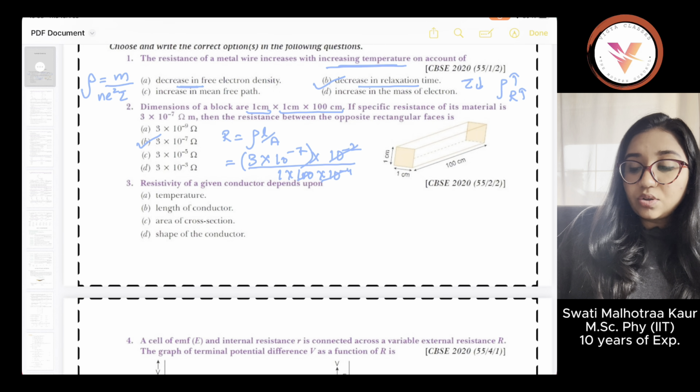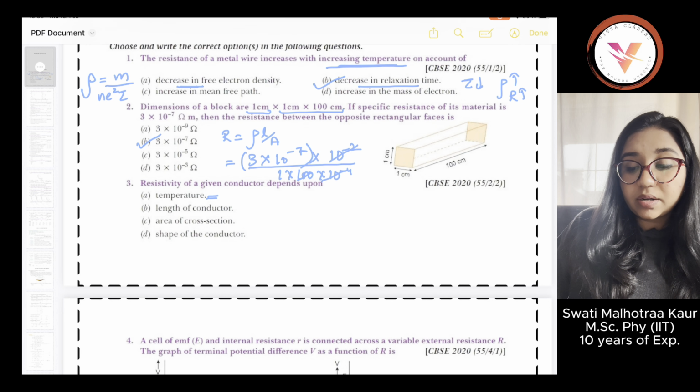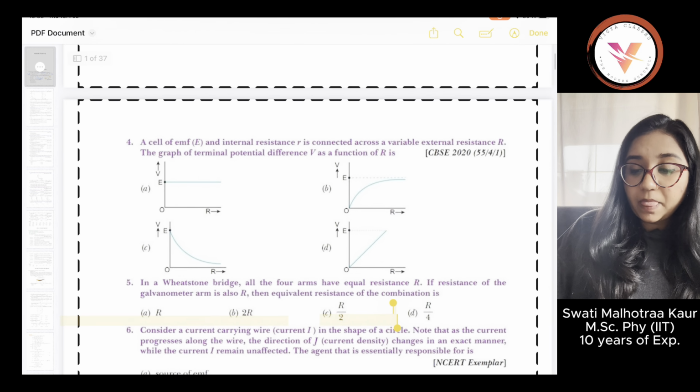Okay, so the resistivity of a given conductor depends on: temperature, length of conductor, area of cross-section, shape. It only depends on temperature and the material of the conductor. For length and area, it's the resistance which depends on length and area, but the shape of a conductor doesn't matter. Next.